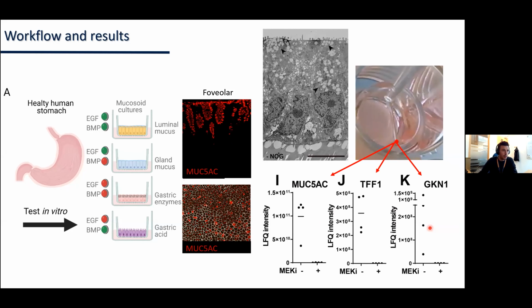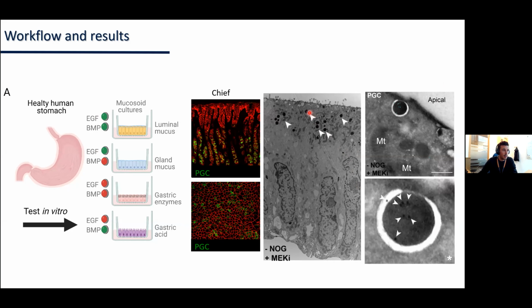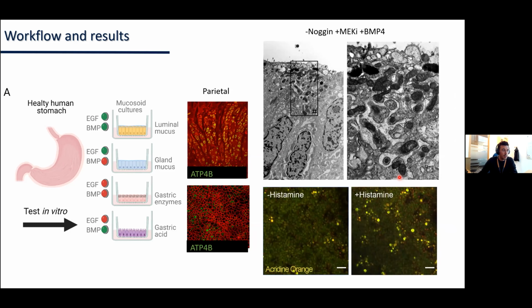And also we went into the function. When we analyzed the differentiation into mucus-producing cells, of course, we could see the mucus. We did mass spectrometry, and we could find the typical factors which are present in the mucus. We also analyzed digestive granules. These are zymogenic granules, and we could find the precursor of pepsin inside these granules. And also we analyzed gastric acid production.